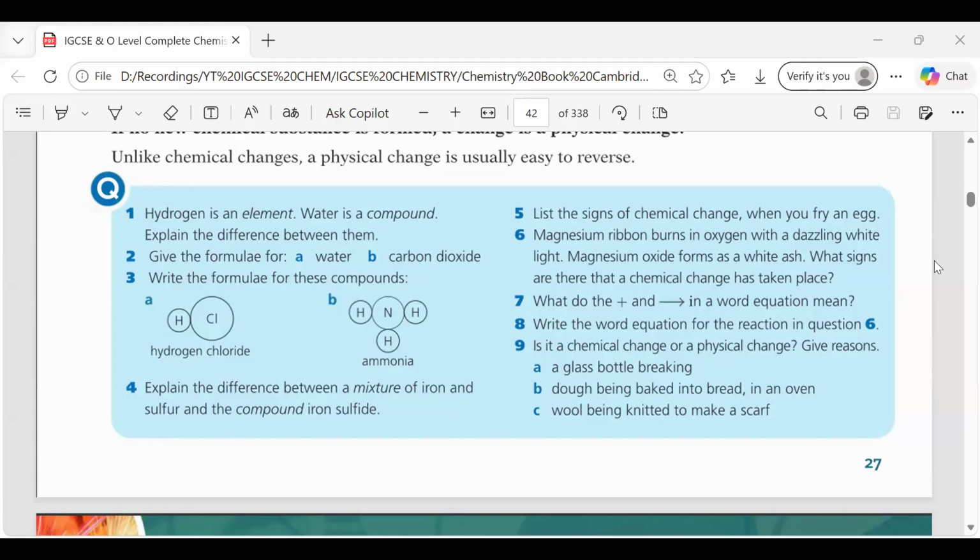Question 5: List the signs of a chemical change when you fry an egg. No, we didn't do this. I think we did till 4, where they have mentioned to explain the difference between. So what will be the answer for question number 5?